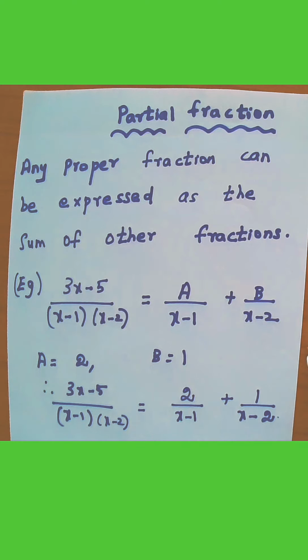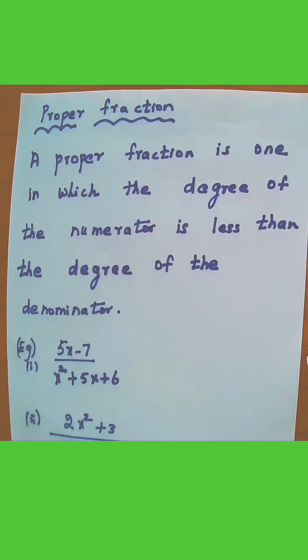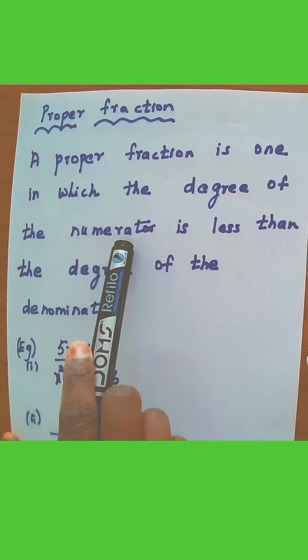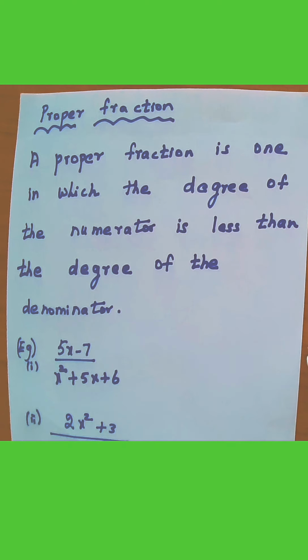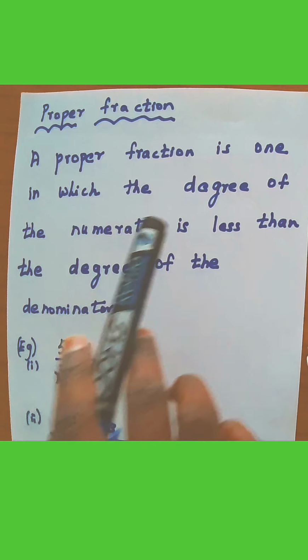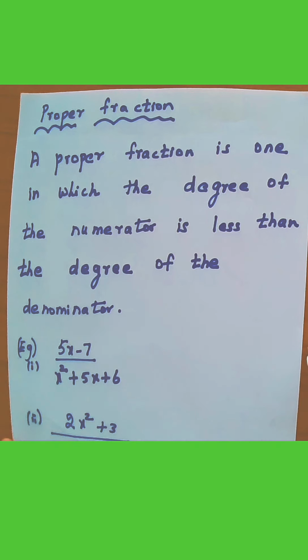Now you should know some of the basic definitions of fractions. We'll see first what a proper fraction is. A proper fraction is one in which the degree of the numerator is less than the degree of the denominator. This is called a proper fraction. Don't get puzzled, keep it in memory.